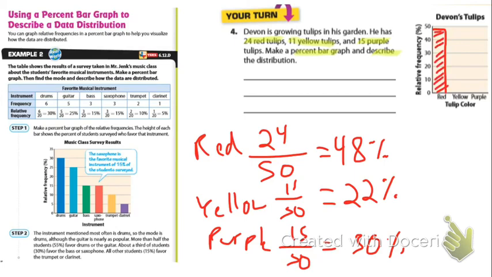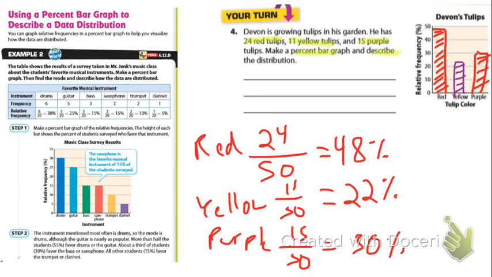Now, next, let's work with the yellow. The yellow was a total of 22%, which would have been somewhere around right here, 22%. And last but not least, we have the purple, which was 30%. So that would have been right here, okay? So that's what you should have had right there.